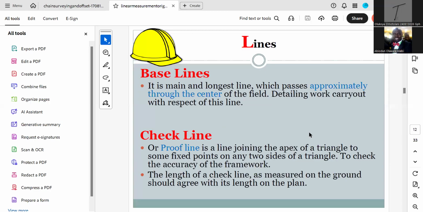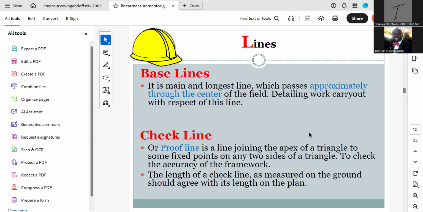So we have lines now. We have the baseline. I think I've talked about this baseline last class. That is the longest line in any chain survey. The longest line is taken as the baseline. It is the main and longest line, which passes approximately through the center of the field. Detailing work is carried out with respect to this line. So it always passes through the entire area of the field we want to map or survey.